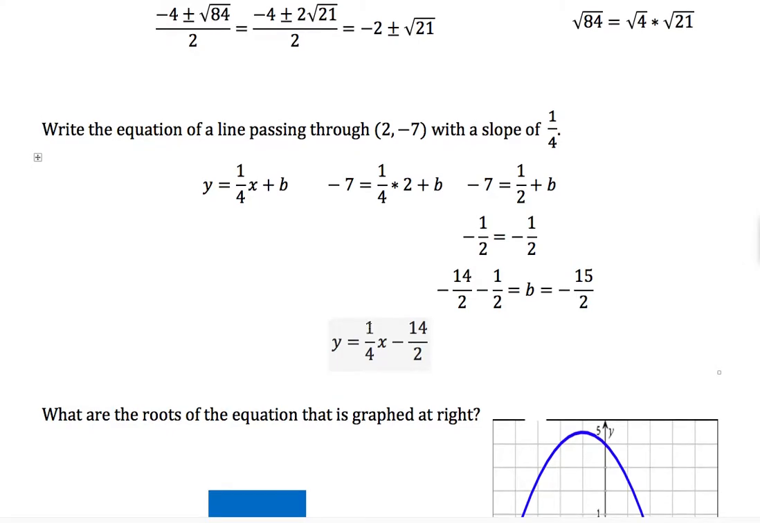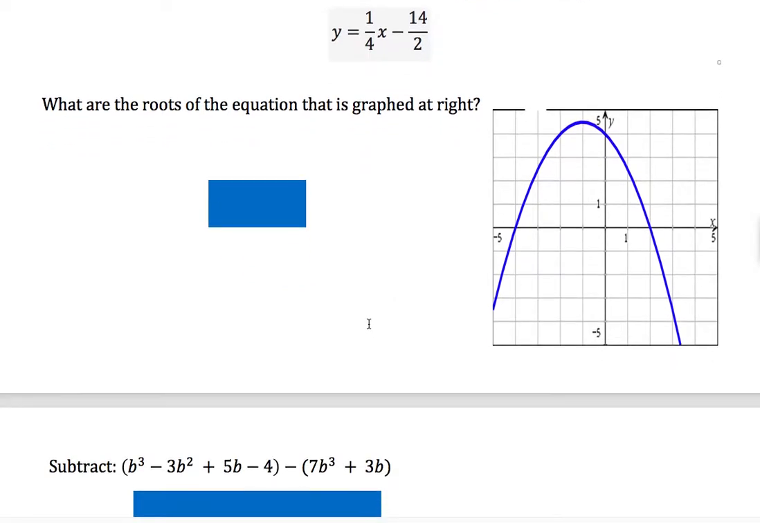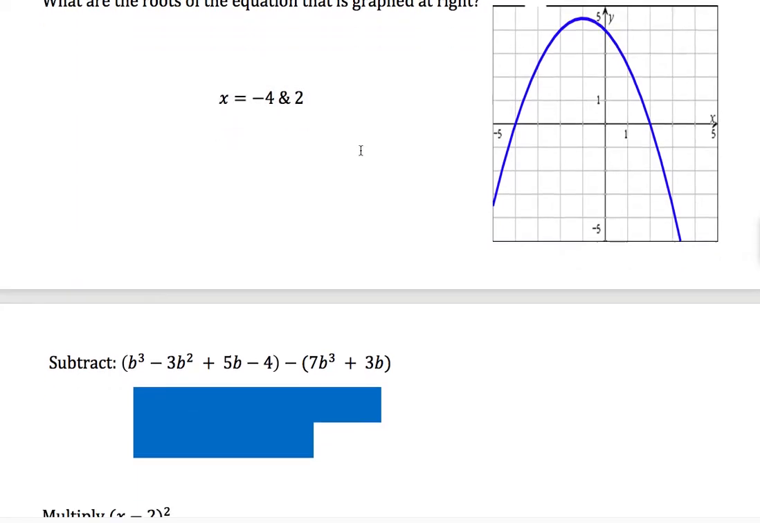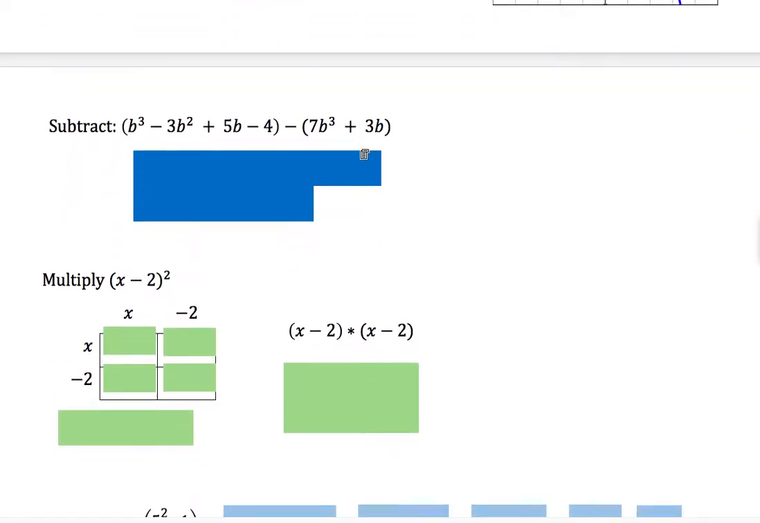All right, next problem. We are getting close to the end. What are the roots of the equation that is graphed at the right? Guys, just look at your x-intercepts, okay? This one is at +2. This one's at 1, 2, 3, 4, -4. So my two solutions are -4 and +2. That's all you have to do.